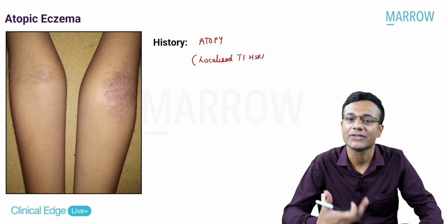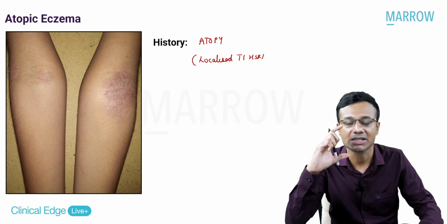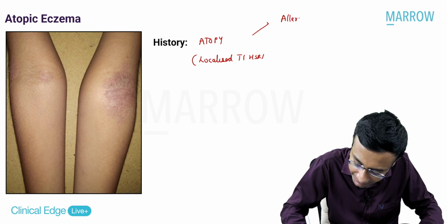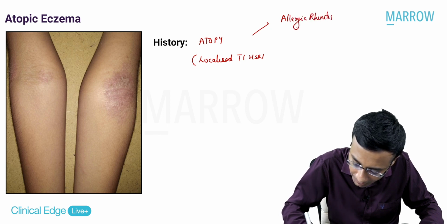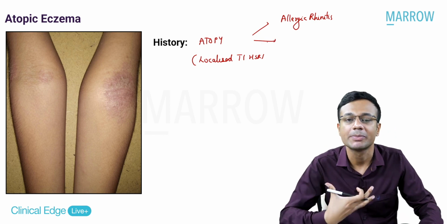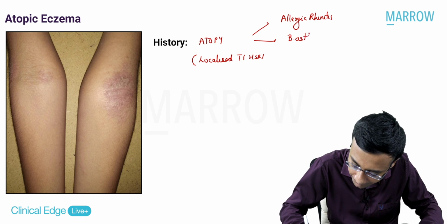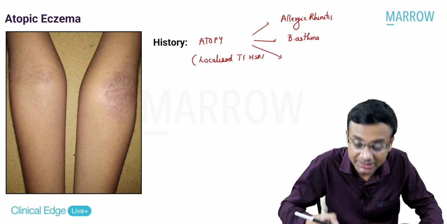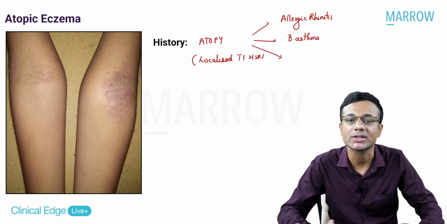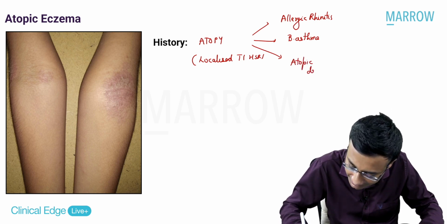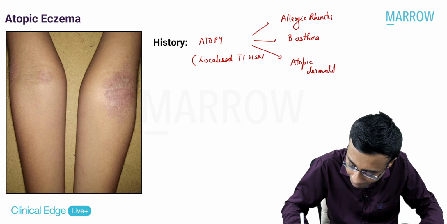So atopy can manifest in three systems. Number one, in the upper respiratory tract, it is going to present with recurrent allergic rhinitis. So this is point number one, recurrent allergic rhinitis. Number two, in the lower respiratory tract, the patient is going to present with bronchial asthma. And number three, how is it going to present in the skin? In the skin, it is going to present as atopic dermatitis.